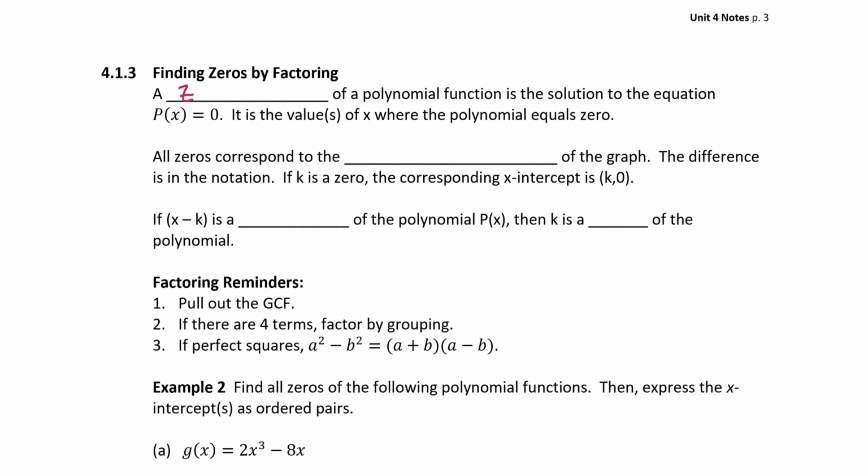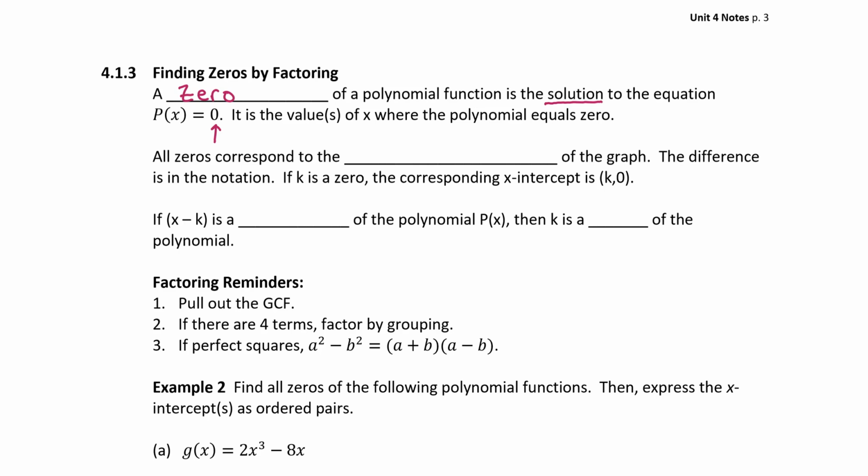Now, a zero of a polynomial function is the solution to the equation p of x equals 0. So notice we have this word zero here. Zero is the same thing as solution, and it is the solution when the equation equals 0. So we're setting our function equal to 0. The solutions to that equation are called zeros. These are the values of x where the polynomial equals 0.